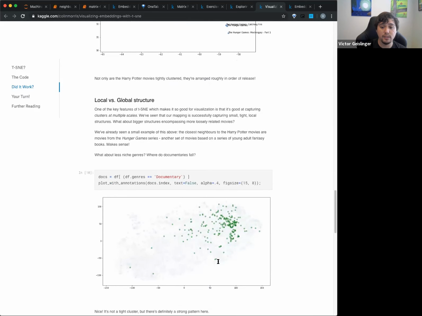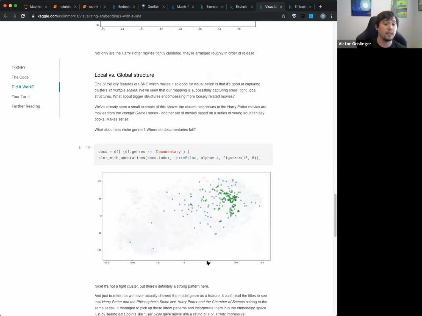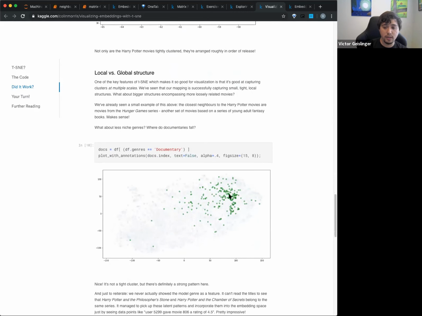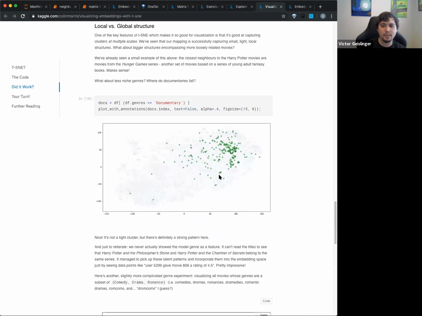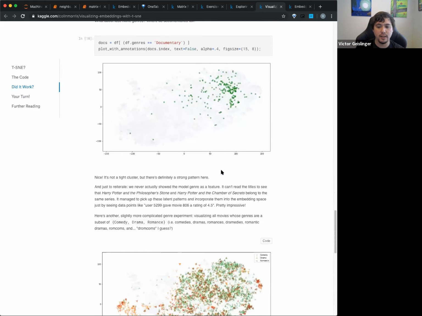Okay. You can see here they go a little further and look at the overall structure. I believe this is just showing documentaries. So you can see all these green points. The documentaries are still a little spread out, right? But most of them are kind of close together. That means documentaries for the most part are a little different from each other, but some of them are a little bit closer to each other.